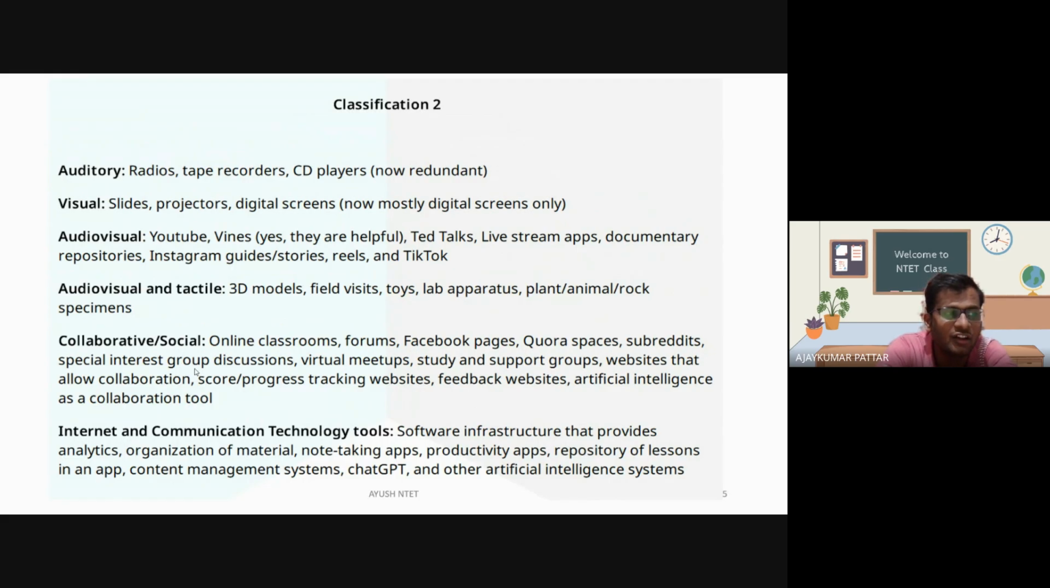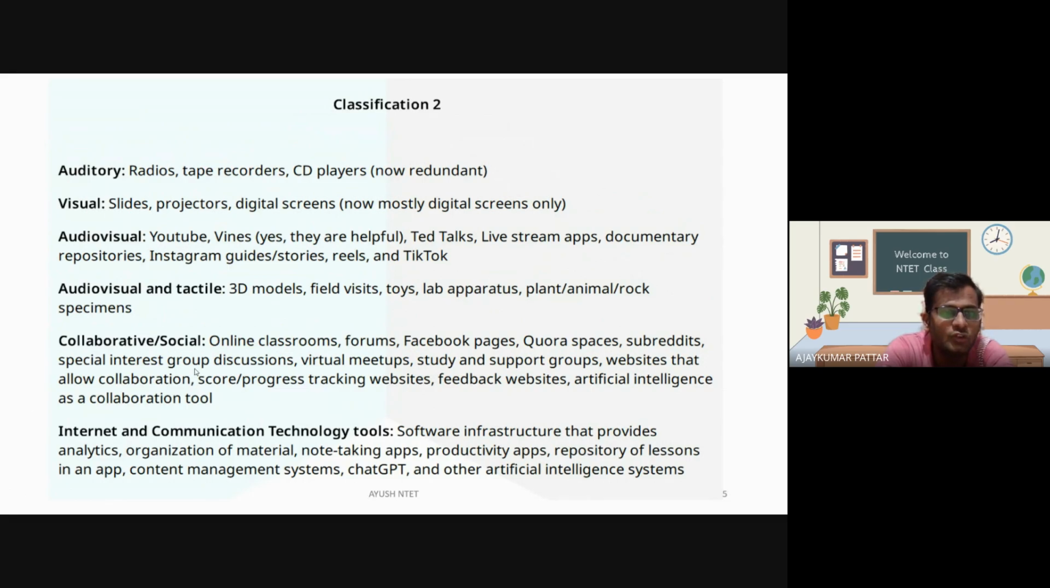If you are giving images for visual mode only, then it comes under visual teaching aids: slides, projectors, digital screens. Projectors may be overhead projectors; different types of projectors are there. So it is not that important, but you should know it is a visual aid. Projectors are visual aids, slides are visual aids. If they ask about radio, which type of teaching aid is it? Radio is an auditory teaching aid.